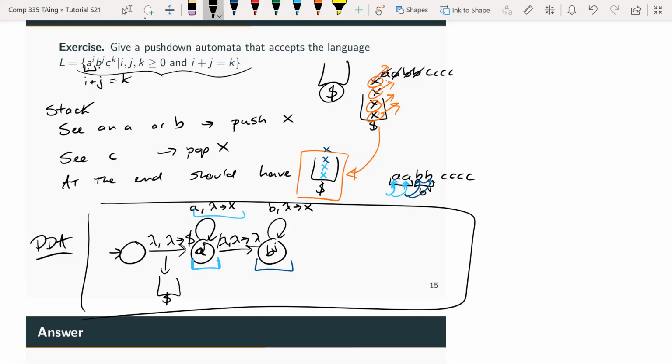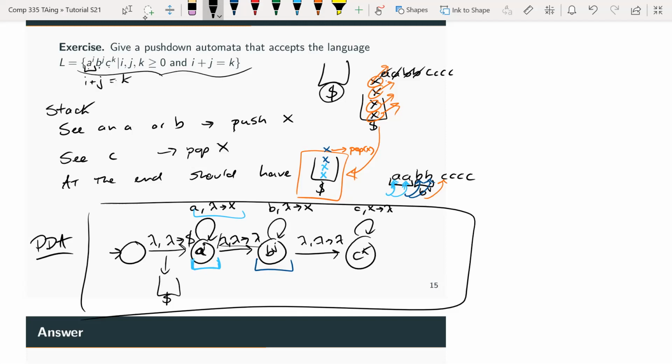And then at that point, I'm done reading my A's and B's. Now I want to pop an X for each C that I see. So I'm again going to use a lambda transition to go to C's. And then for each C that I see, so let's say I'm here, I want to pop an X, right? So that's what I'm going to do. For each C that I see, I'm going to make sure that I have an X at the top and pop it, okay?